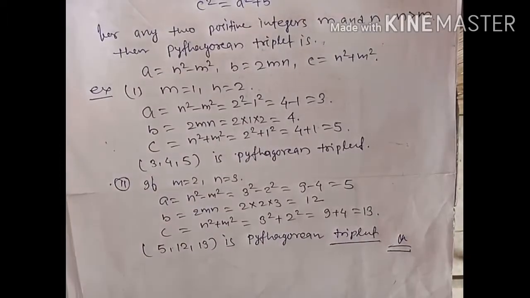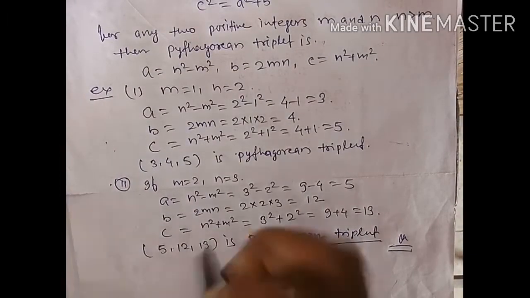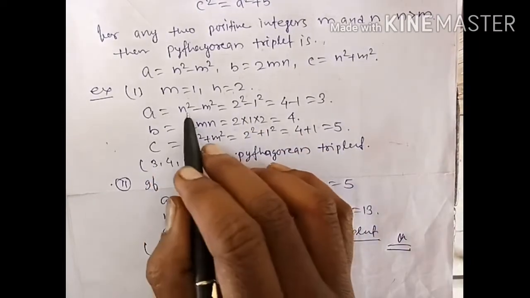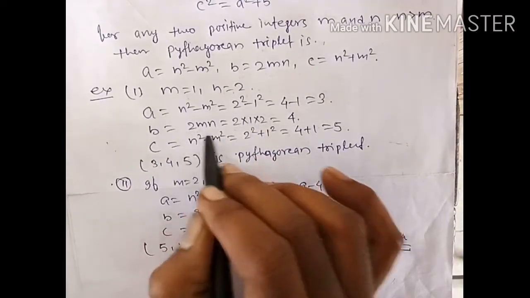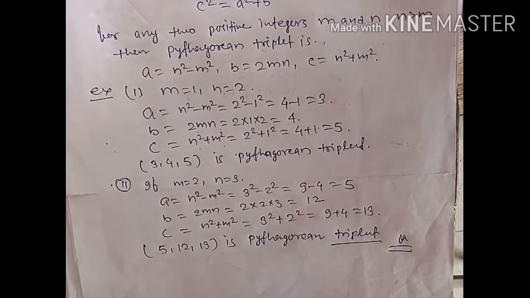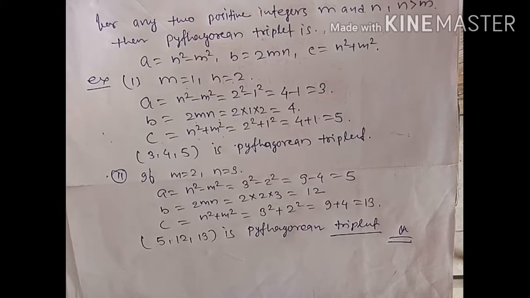So we can find Pythagorean triplets by taking different values of m and n and using a is equal to n square minus m square, b is equal to 2mn and c is equal to n square plus m square. Now we start worksheet 4.